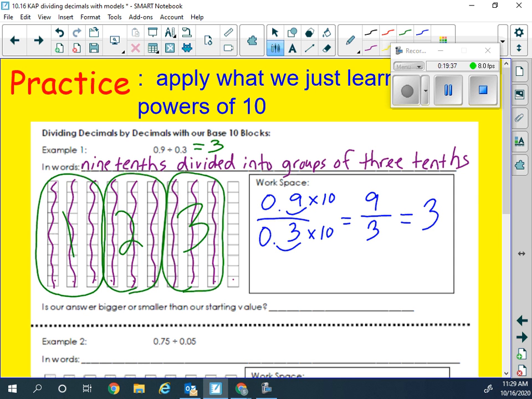Okay? Is our answer getting bigger or smaller than our starting values? Bigger. Now I have a question. Does that seem to bother anybody else? The fact that we've started with decimals, but we're ending up with a whole number that's bigger than what we started with?